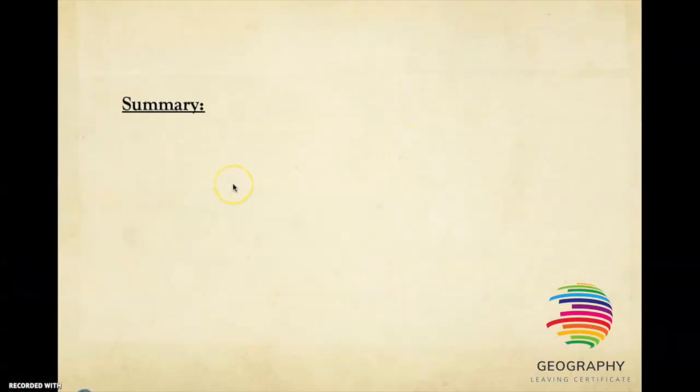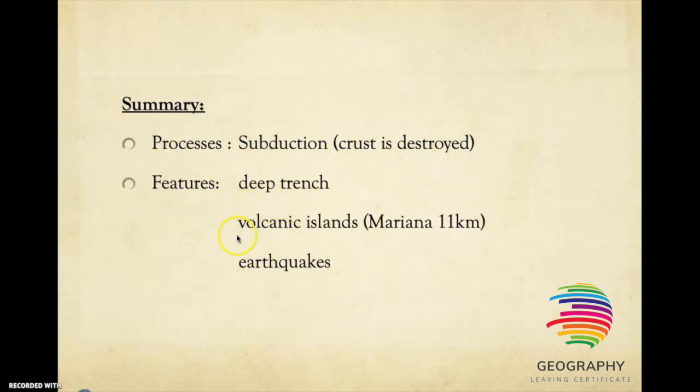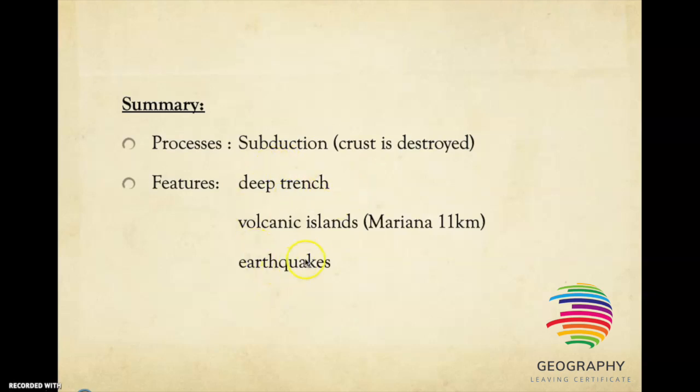So the summary, you don't need to take down the summary. Just know that the process is subduction, where crust is destroyed. The feature is a deep trench, the Marianas Trench, the volcanic islands, and earthquakes. So that was our first one, oceanic, oceanic.